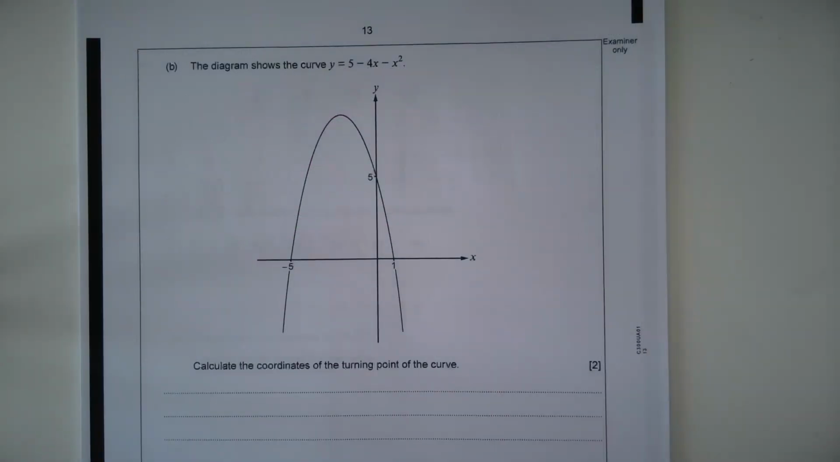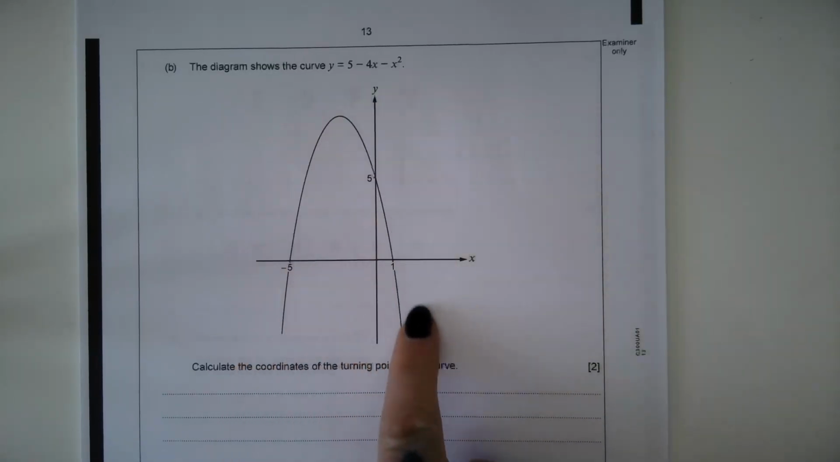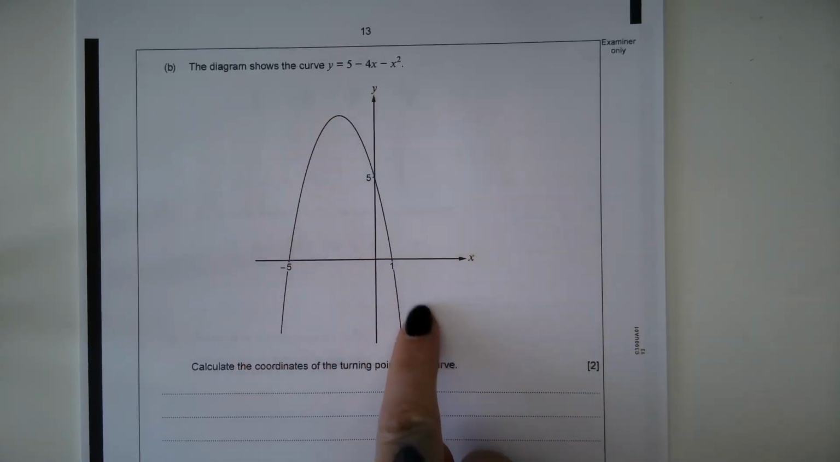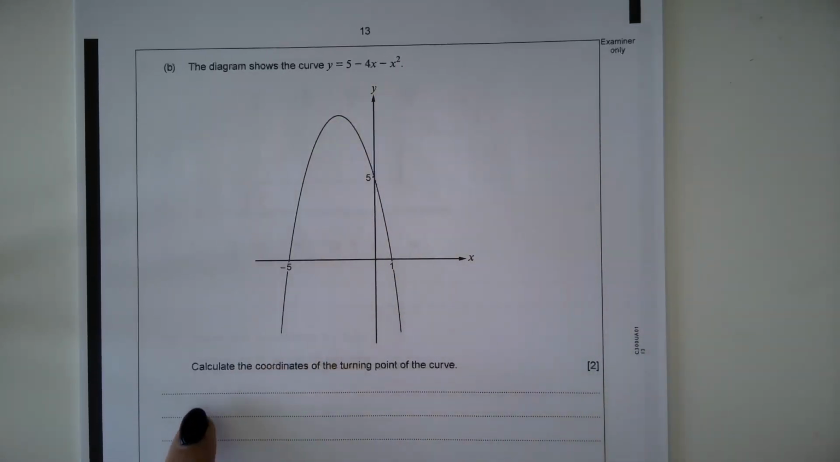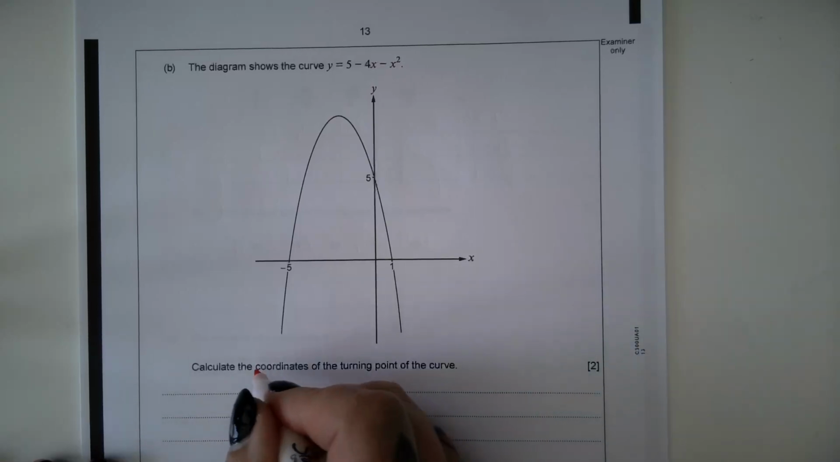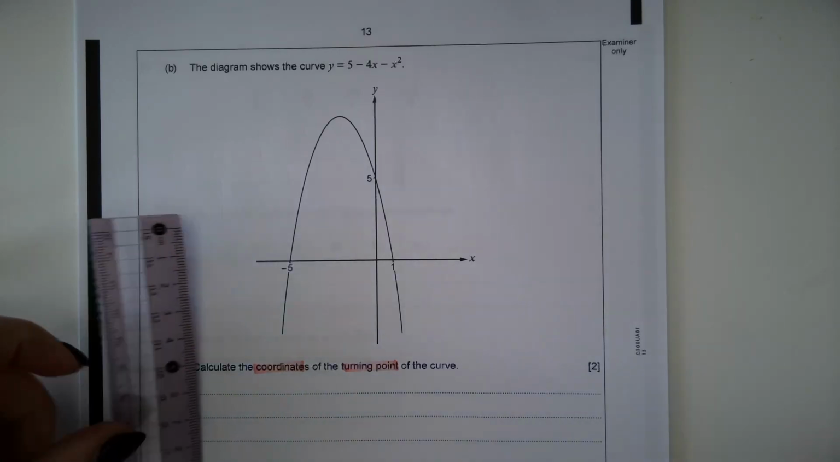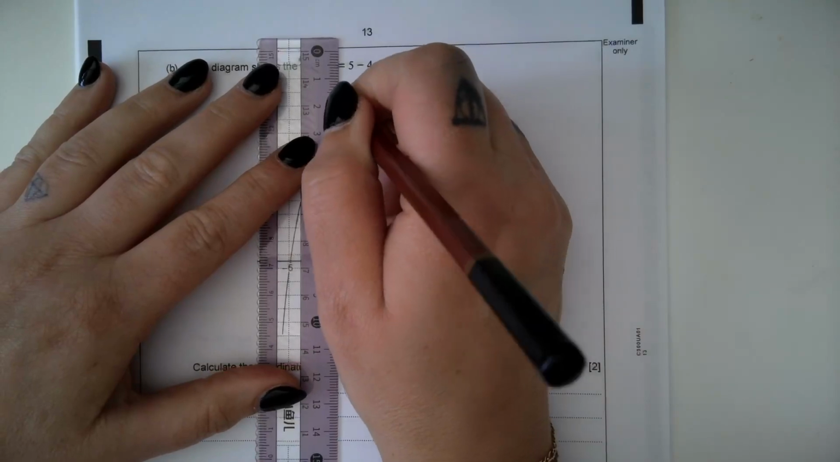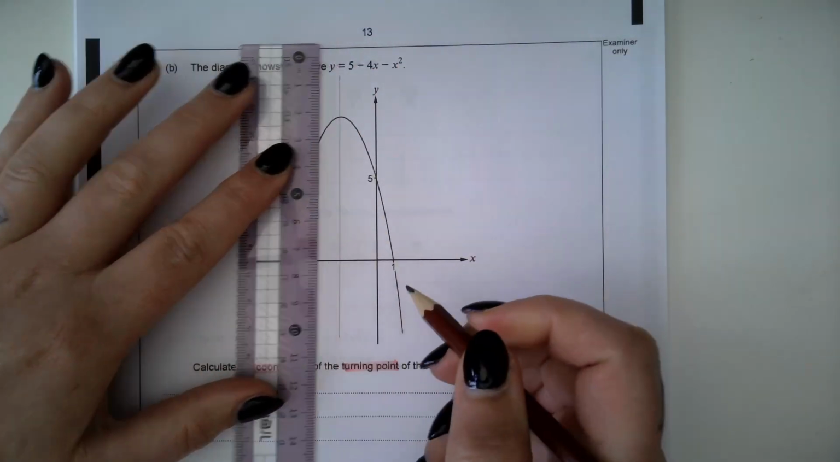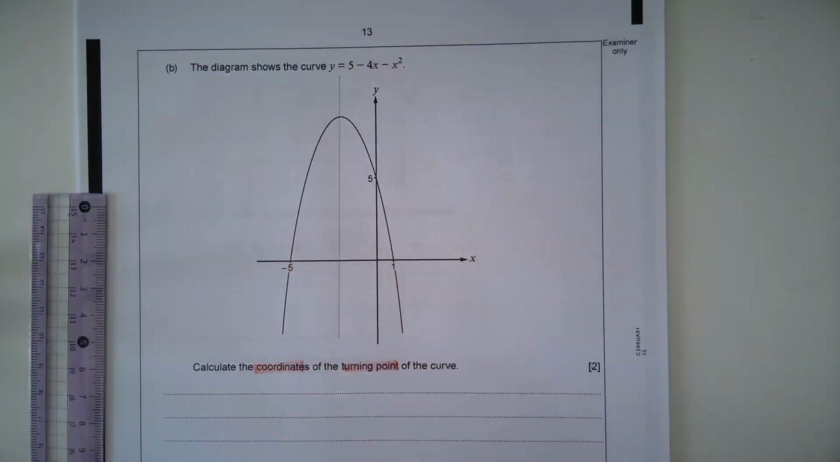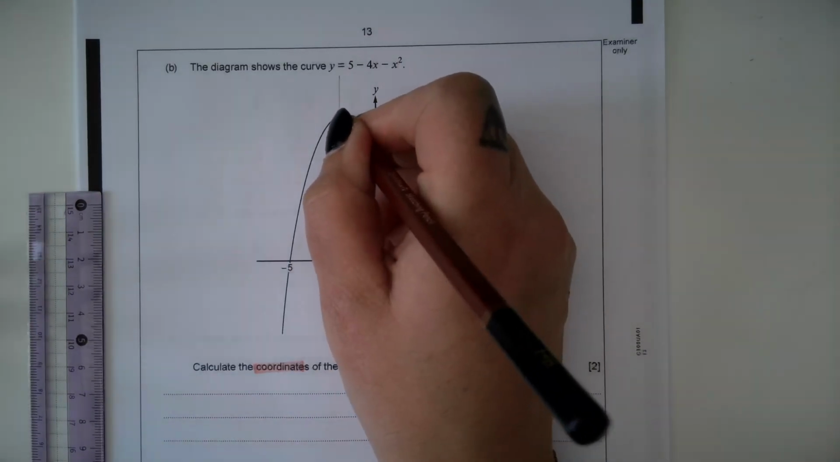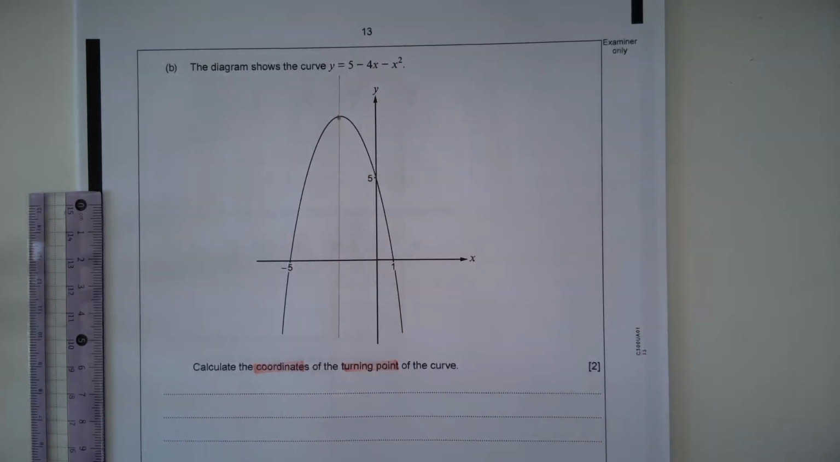Part B. The diagram shows the curve y equals 5 subtract 4x subtract x squared. So we've got this parabola, this quadratic curve here. Calculate the coordinates of the turning point of the curve. The turning point of the curve is the coordinate at which the line of symmetry of this shape would intersect the curve. So up here, this is the turning point. So we're looking for the coordinate of it.